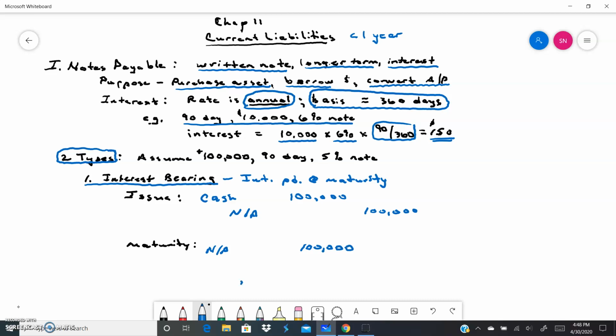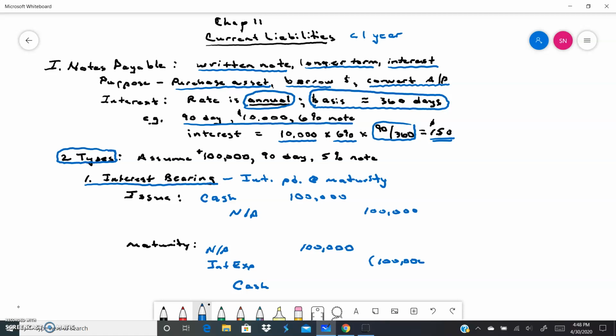We're going to credit cash, but we're also going to have to pay the interest. So let's leave the cash for the moment. We're going to owe not only the $100,000, but we're also going to owe the interest. So what we're going to do is debit interest expense for the amount of the interest. And again, we're going to calculate that like we did up above.